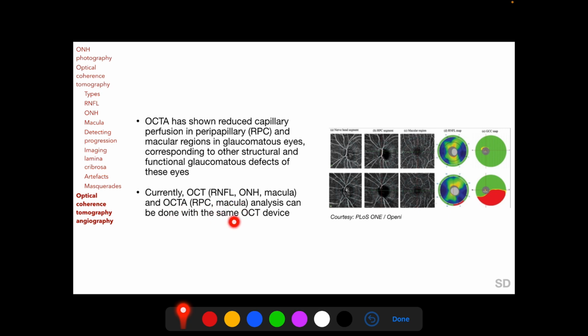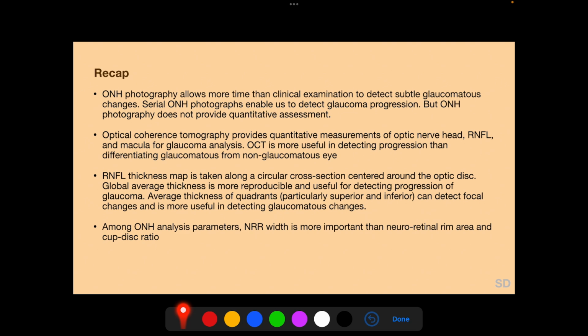To recap the salient points, ONH photography allows more time than clinical examination to detect subtle glaucomatous changes. Serial ONH photographs enable us to detect progression of structural glaucomatous defects. But ONH photography does not provide quantitative assessment. Optical coherence tomography provides quantitative measurements of optic nerve head, retinal nerve fiber layer and macula. OCT is said to be more useful in detecting glaucoma progression than differentiating glaucomatous from non-glaucomatous eyes.